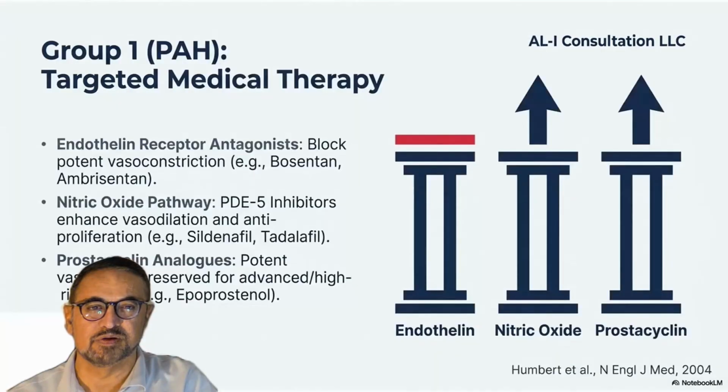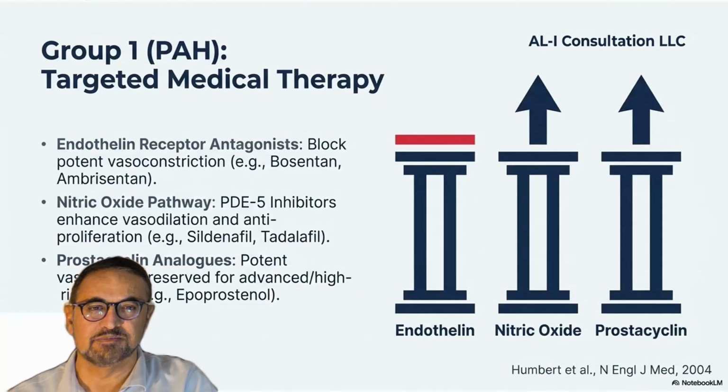Targeted therapy for group 1 pulmonary arterial hypertension. Now, targeted therapy for group 1 pulmonary hypertension includes three classic treatment pathways. First, the endothelin pathway. The endothelin receptor antagonists block one of the most important vasoconstrictive and proliferative signals in PAH. Common examples are bosentan, ambrisentan, and macitentan.